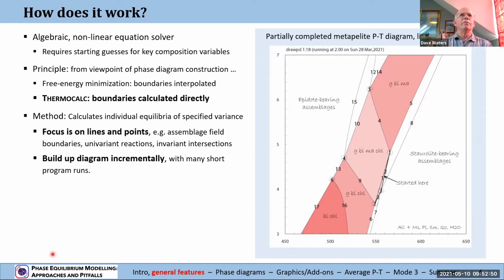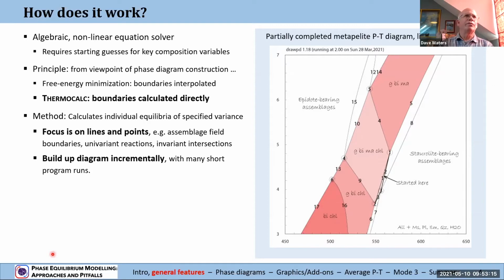These may be lines, univariant lines on having supplied a bulk composition to the method. They may be points, which are the corners of assemblage fields, or you can actually grid an individual field with an array of PT points and pull the information out for those within a field. So the focus is on lines and points.